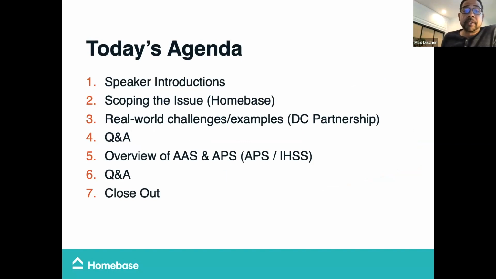Right, today's agenda. We've already done group introductions, so next we're going to do some speaker introductions. Then I will scope the issue for the audience. Then I will hand it off to DC Partnership to walk through some real world challenges and examples. We'll have a quick Q&A session after that, and then we'll do an overview of aging and adult services and adult protective services. That presentation is brought to us by Adult Protective Services and In-Home Supportive Services. We'll have a Q&A after that, and then we will close out.